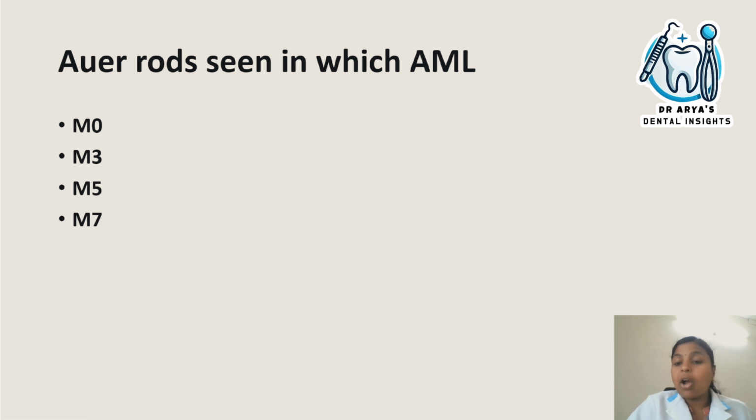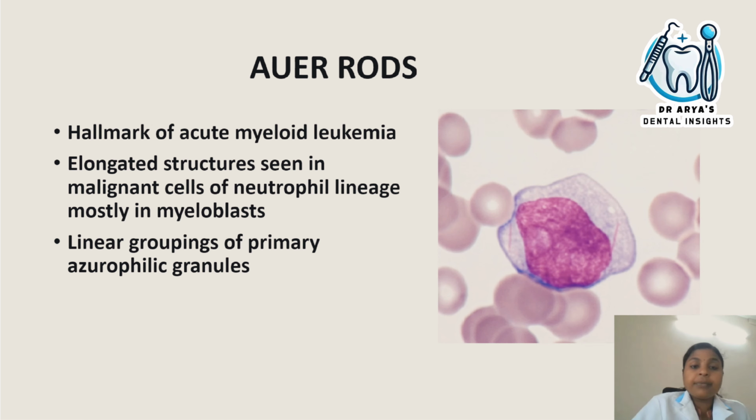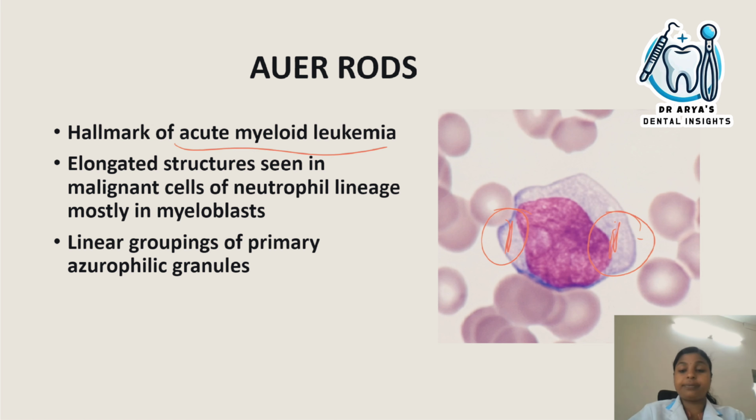So next question, Auer rods are seen in which AML? Is it M0, M3, M5, or M7? So what are these Auer rods? Actually, these are a hallmark of acute myeloid leukemia, that is AML. Okay, and these are elongated structures seen in the malignant cells of neutrophil lineage, mostly in myeloblasts, and they are linear groupings of primary azurophilic granules. That is known as Auer rods. Okay.